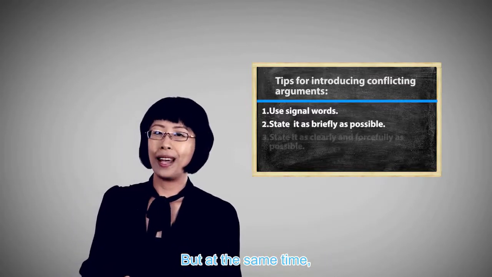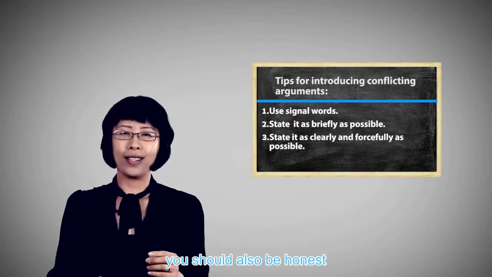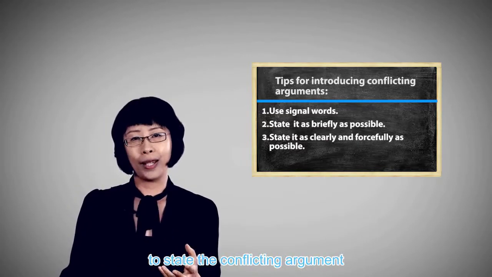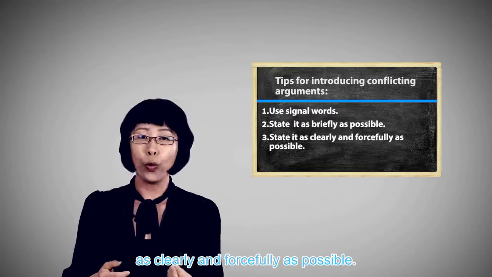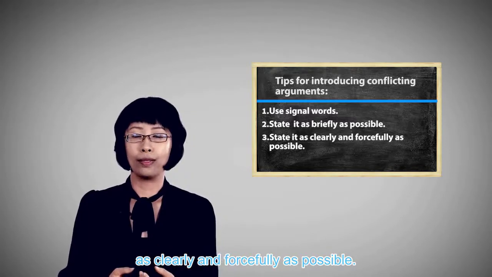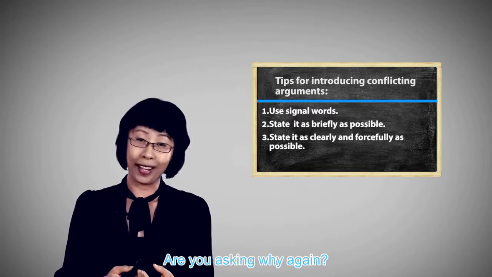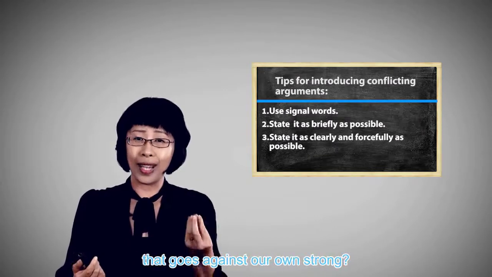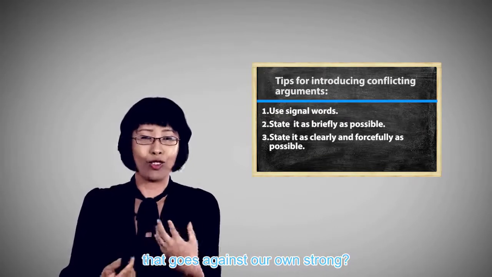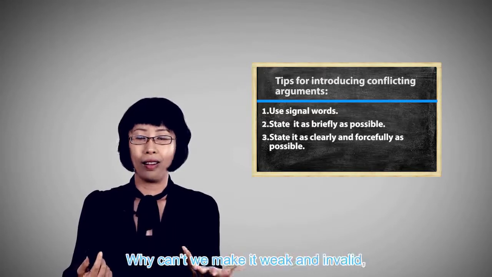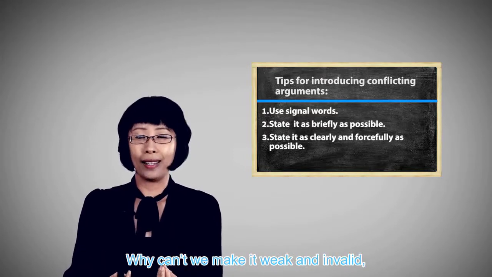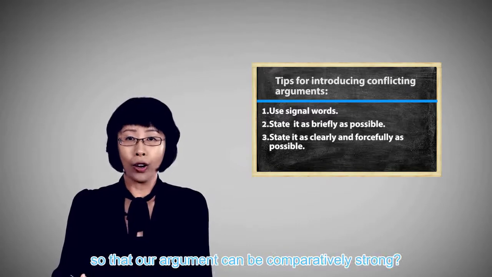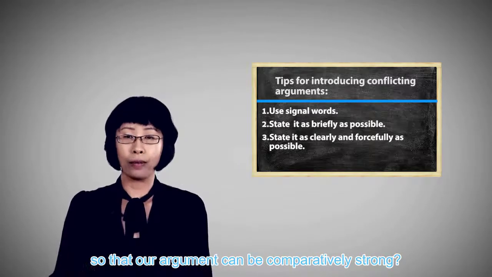But at the same time, you should also be honest to state the conflicting argument as clearly and forcefully as possible. Are you asking why again? Why should we make the argument that goes against our own strong? Why can't we make it weak and invalid so that our argument can be comparatively strong?